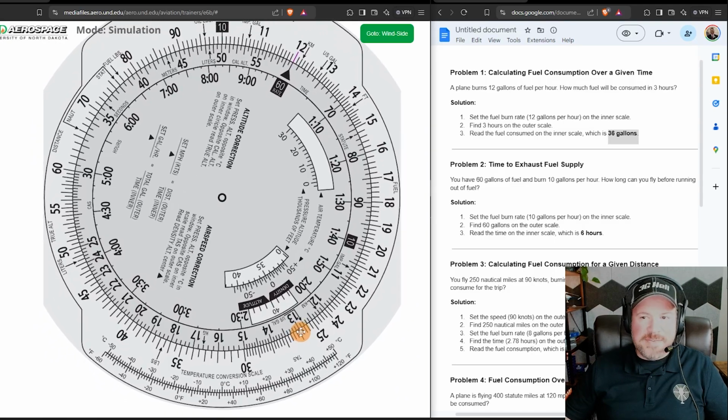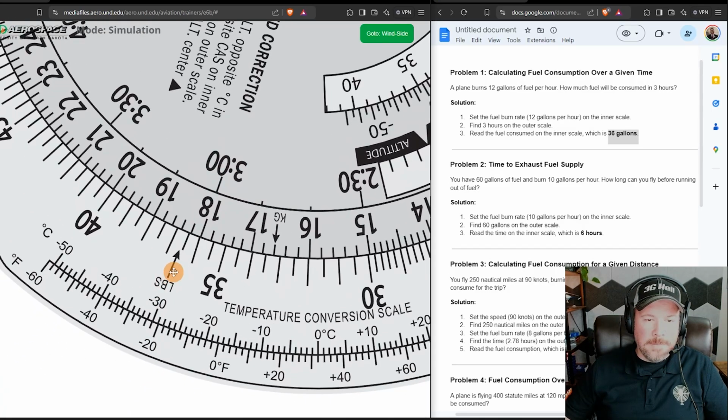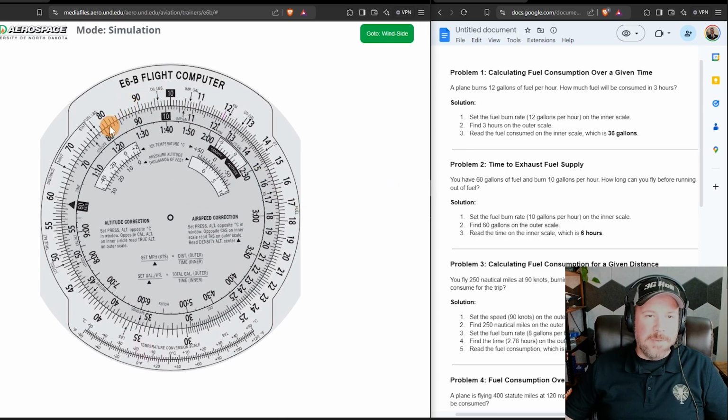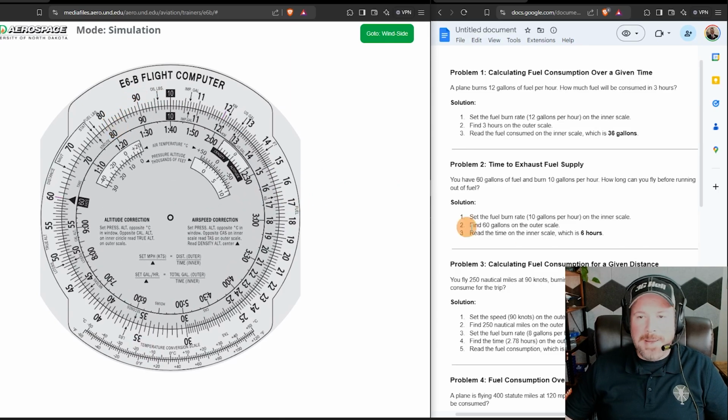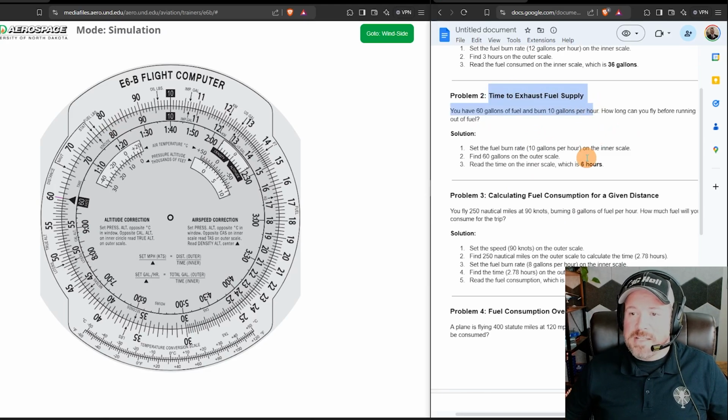Now let's find 3 hours on the inner scale. So we have 3 hours down here, and we read on the outer scale what it is. So 35, 36, 37, 38, 39, 40. Okay, so 35, 36. So 36 gallons. Nice, it works out. Both the rule of thumb, the back of the napkin math or in your head math, plus actually using this whiz wheel.